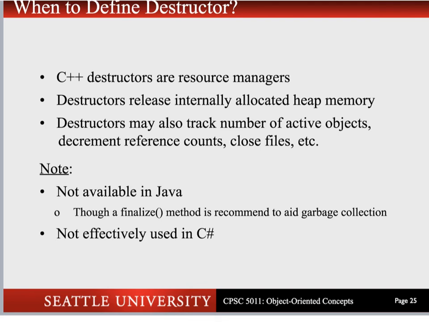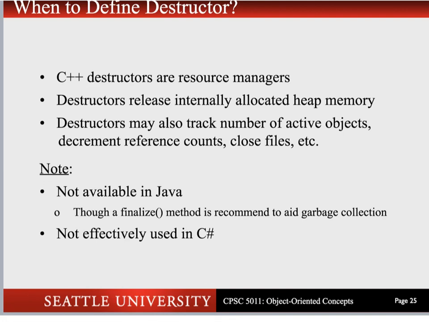Now, the idea of a destructor is really only relevant when we're talking about C++, where destructors are what we call resource managers that release internally allocated heap memory. As mentioned in a previous slide, C++ has a way of allocating both stack and heap memory. Again, more on this later. And destructors may also track the number of active objects, decrement reference counts, close files, etc. Note that this idea of a destructor is not available in Java.